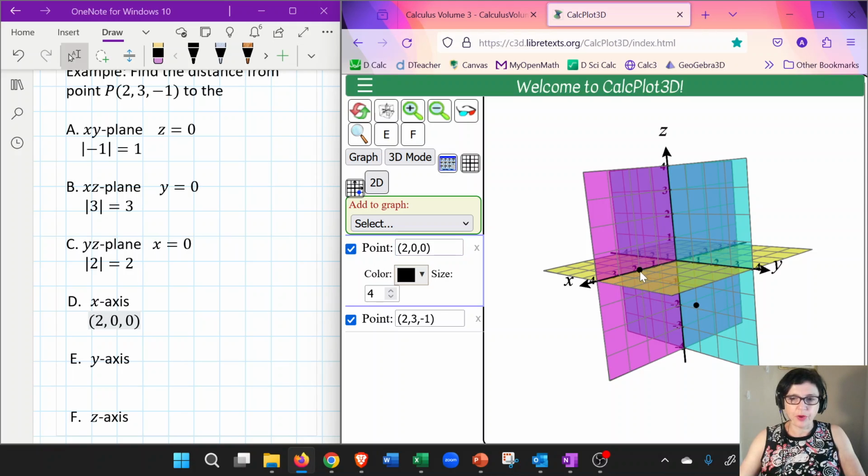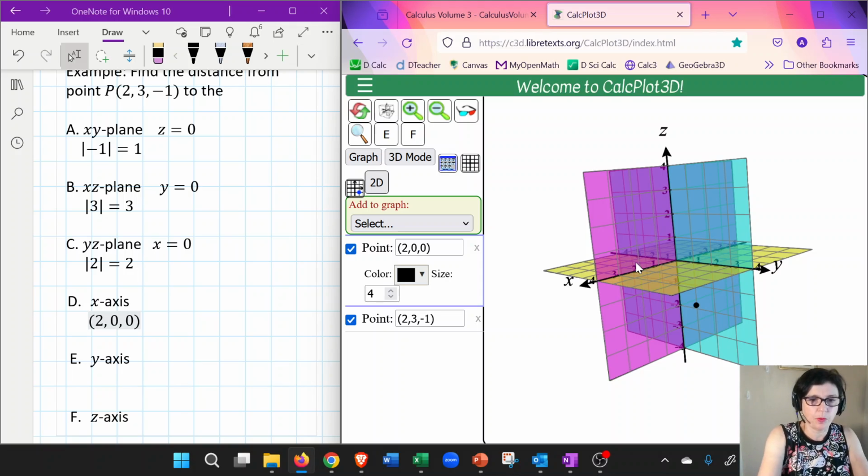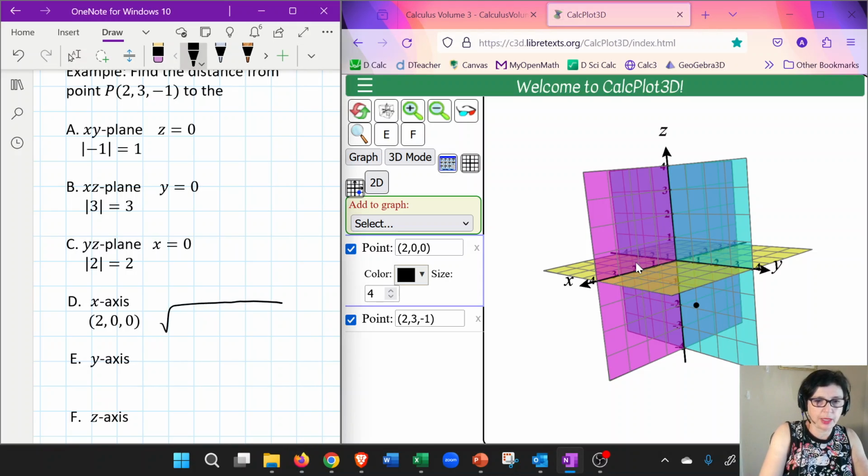And now I just have to find the distance between them. You can do that using the distance formula. Let me remind you how the distance formula works. You take the square root, and then you subtract x coordinate from x coordinate. So you get 2 minus 2, and then you square that, which is just going to be 0. Plus 0 minus 3, square that, plus 0 minus -1, square that, and take the square root of all of that.